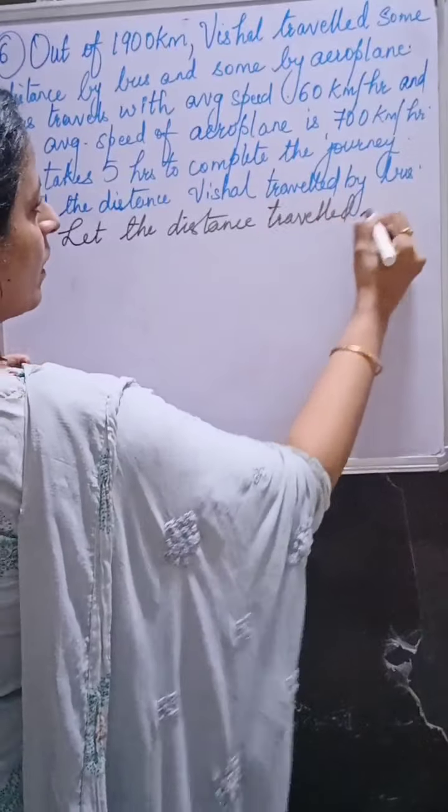So I hope you got the first condition right. According to the first condition, bus का distance और aeroplane का distance total we are getting 1900. So this will be x plus y is equal to 1900. Fine. Distance travelled by bus, distance travelled by aeroplane, total is coming to be 1900 because it is given this was the total distance travelled by Vishal.